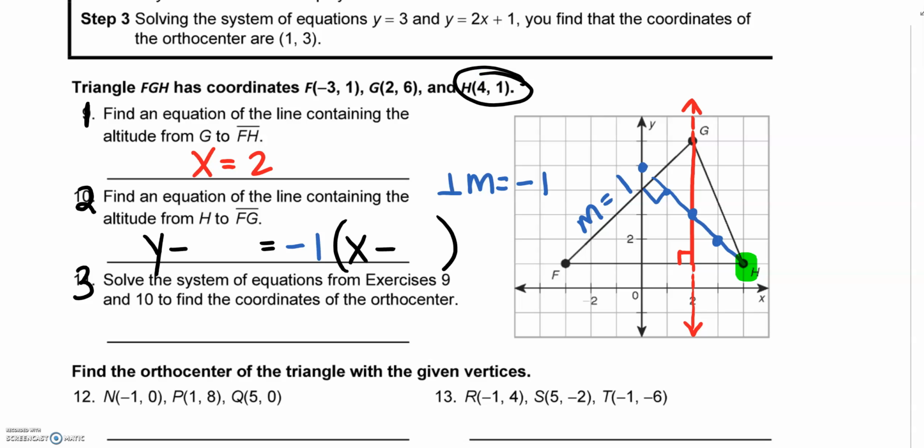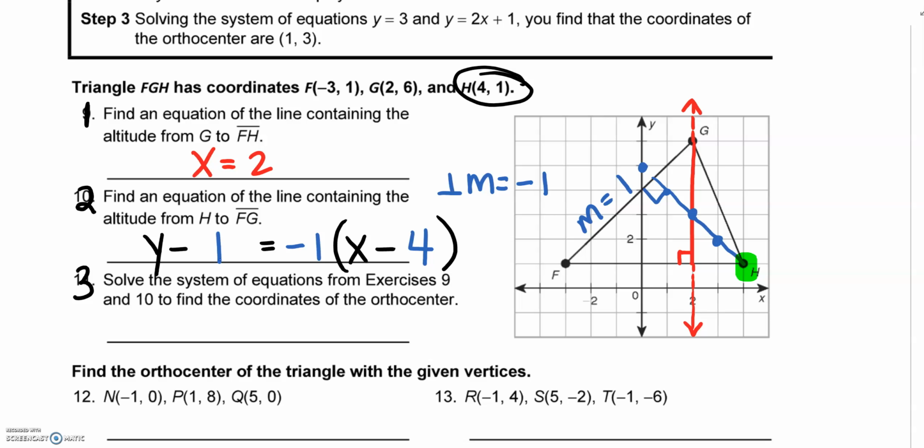So when I substitute those values into my equation on number 2, I see that if H has an x value of 4, I'm going to subtract 4 from x. If H has a y value of 1, I'm going to subtract 1 from y, and I'm done with number 2.